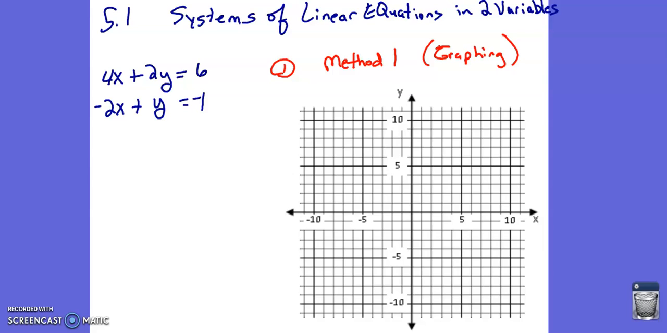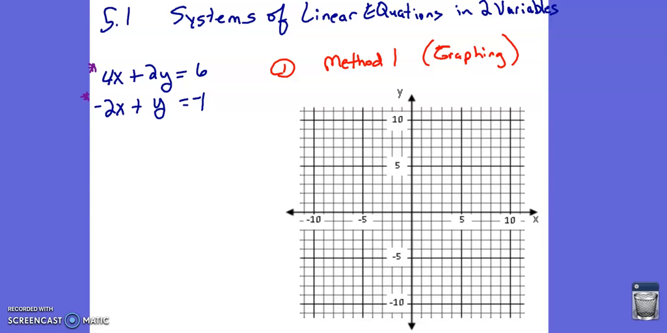This is 5.1, systems of linear equations in two variables. So here we have a system of equations. We have a linear equation right here and then here, and what we want to do is solve it, and there are different ways to do this. You actually did this back in Algebra 1 and Algebra 2. We'll just go through it quickly to refresh your memory.